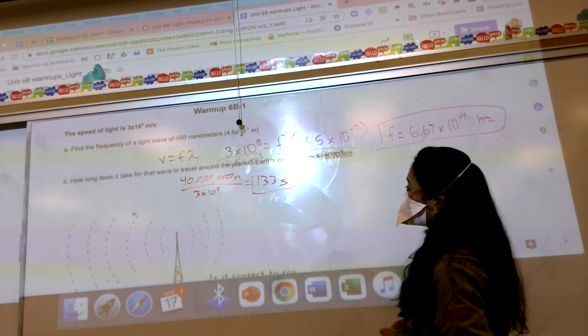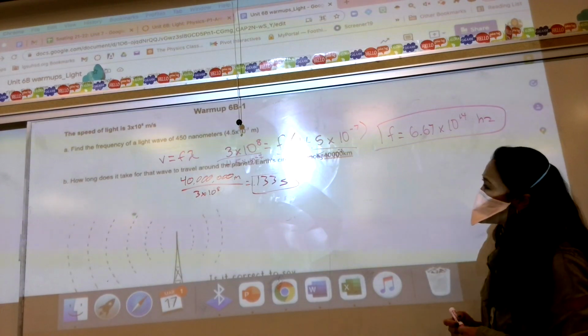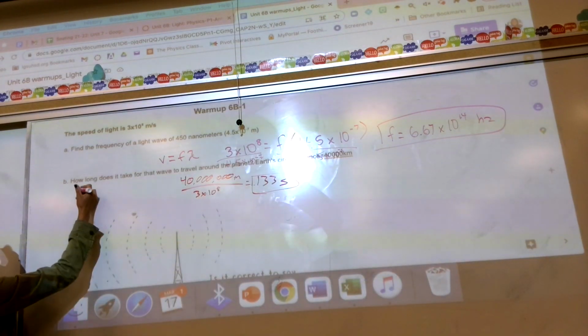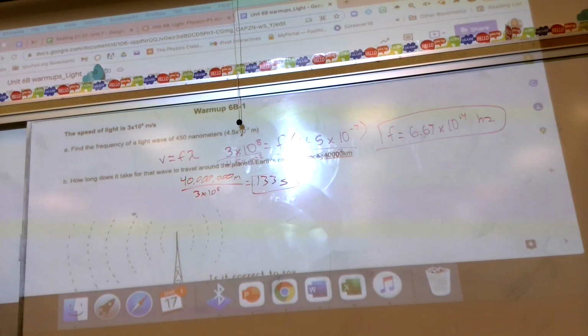The next one was to take how long it takes for that wave to travel around the Earth. And for this equation, you have to do a little manipulation. So let me use a different marker.